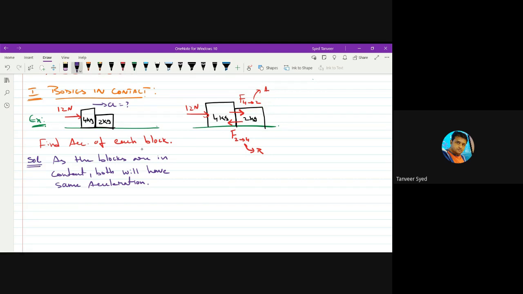Now, what is the acceleration of the two blocks? Suppose the question was like this, there was only the 4 kg block and you are applying 12 Newton force. If I ask you the acceleration of this, what is the acceleration? F equal to ma, a is equal to F by m, 12 by 4, 3 meter per second square is the acceleration. Here also use the same formula, because for acceleration we have only one formula, F equal to ma.